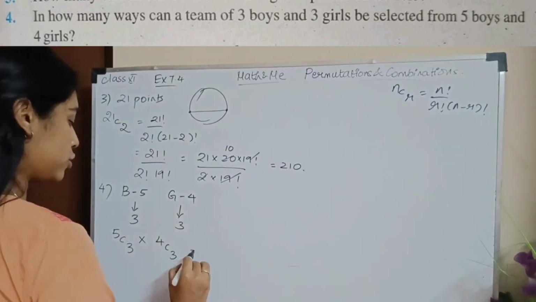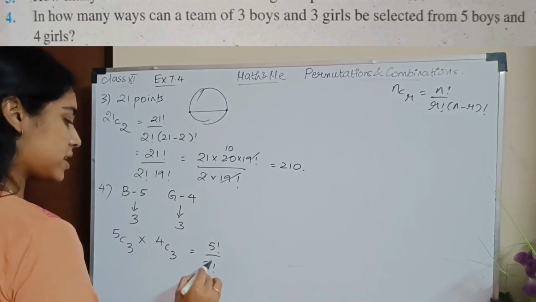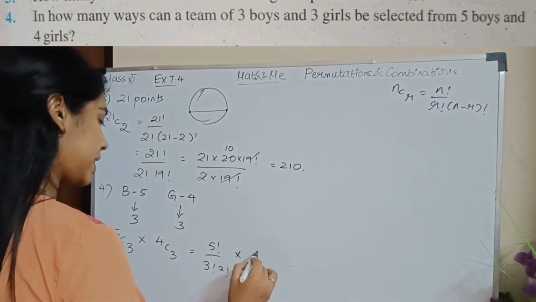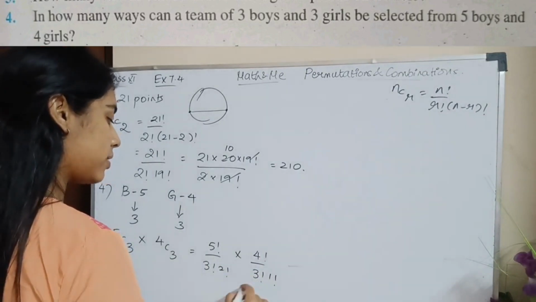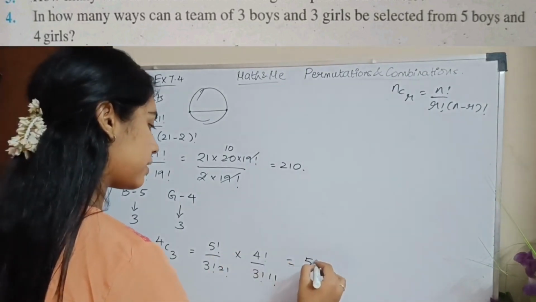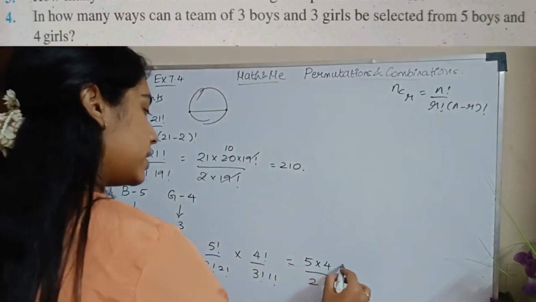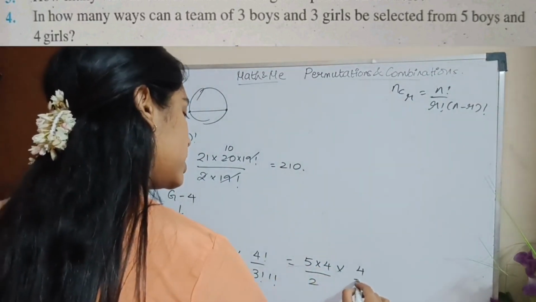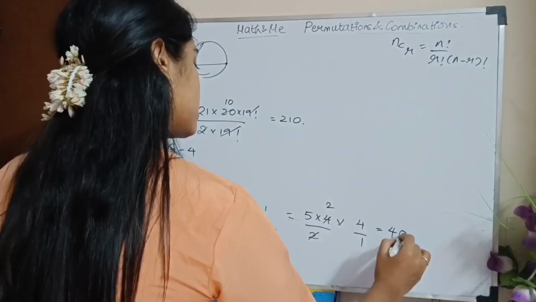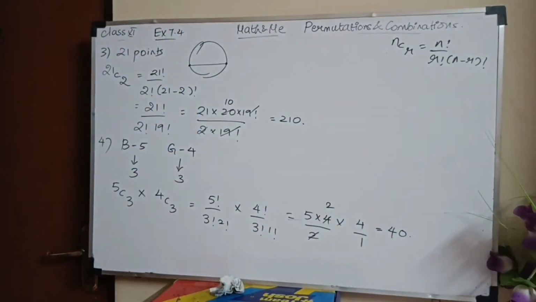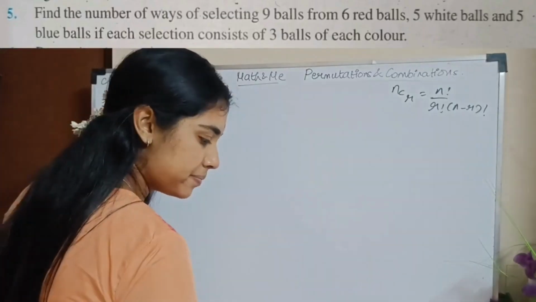So 5C3 into 4C3 will be 5 factorial divided by 3 factorial times 5 minus 3, which is 2 factorial, times 4 factorial divided by 3 factorial times 4 minus 3, which is 1 factorial. So this will be 5 times 4 times 3 factorial divided by 2, times 4 times 3 factorial divided by 1. Cancelling, 5 2s are 10, 10 4s are 40. So 40 ways. Okay.